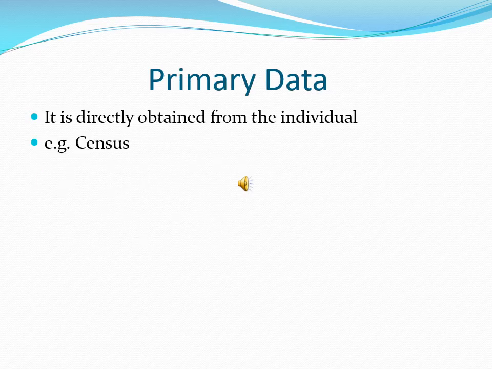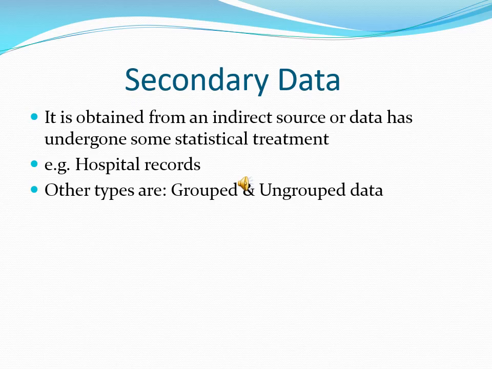The other type of data is called primary data, which is directly obtained from the individual, for example, in census. Secondary data is obtained from some outside source or indirect source, or data has undergone some statistical treatment. For example, when we are considering hospital records. Other types of data are group data and ungrouped data. Thank you.